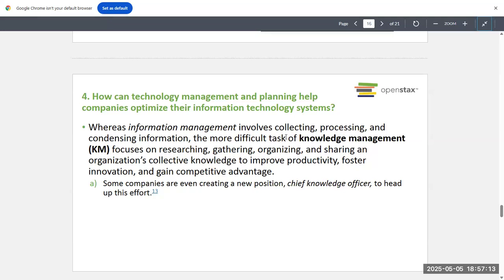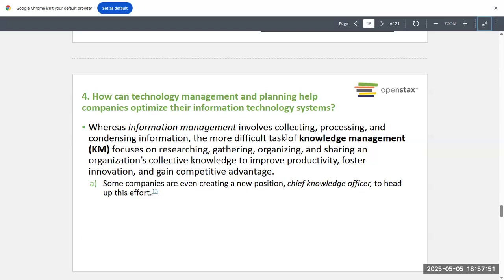All right, so there are two different things: information management versus knowledge management. Information management is concerned with collecting, processing, and distributing data, and the focus of it is to make data accessible. Whereas knowledge management systems go a little bit further, and involve not just handling information, but leveraging collected information within an organization. The idea is to focus on researching, gathering, organizing, and sharing insights that can improve productivity as well. Okay.